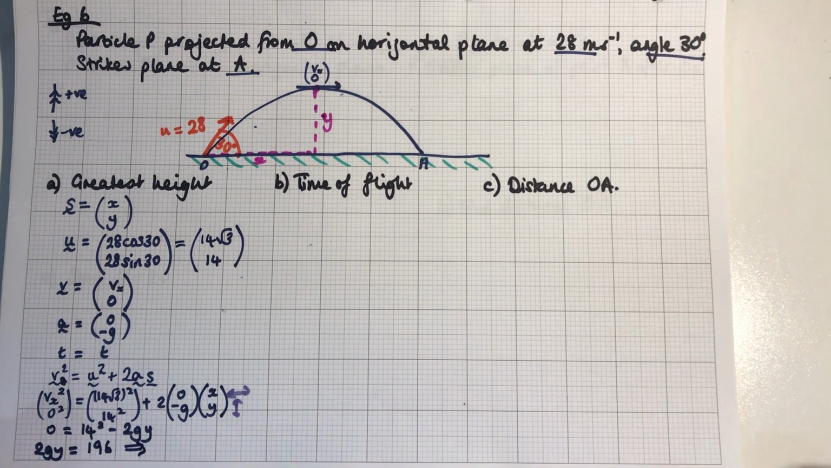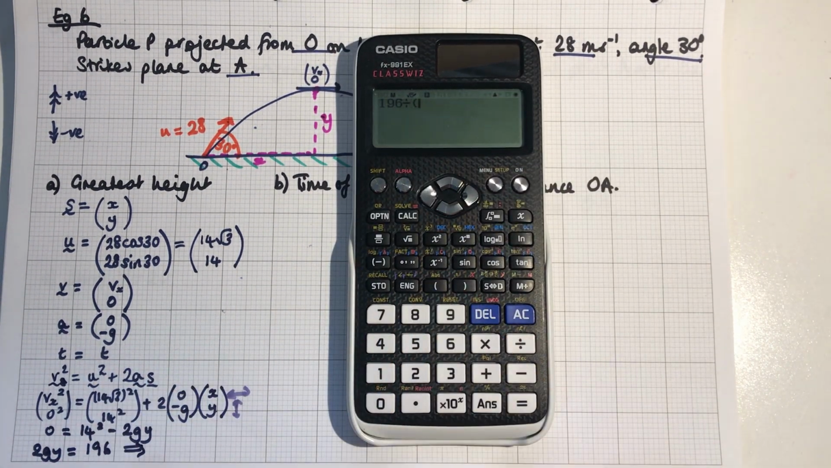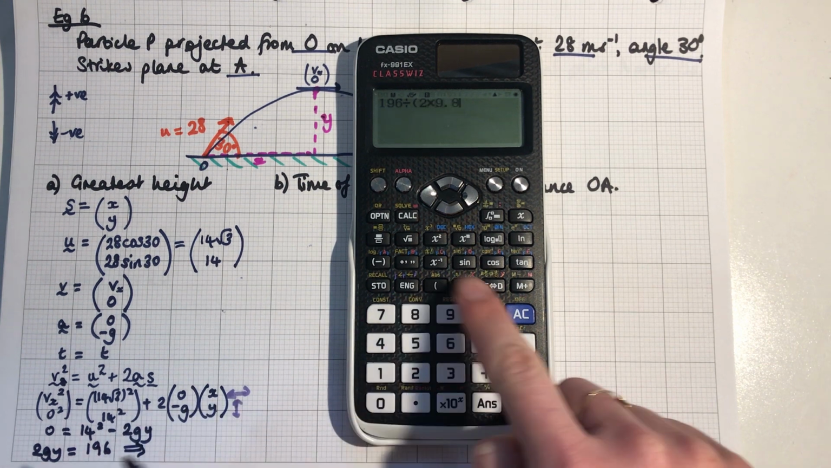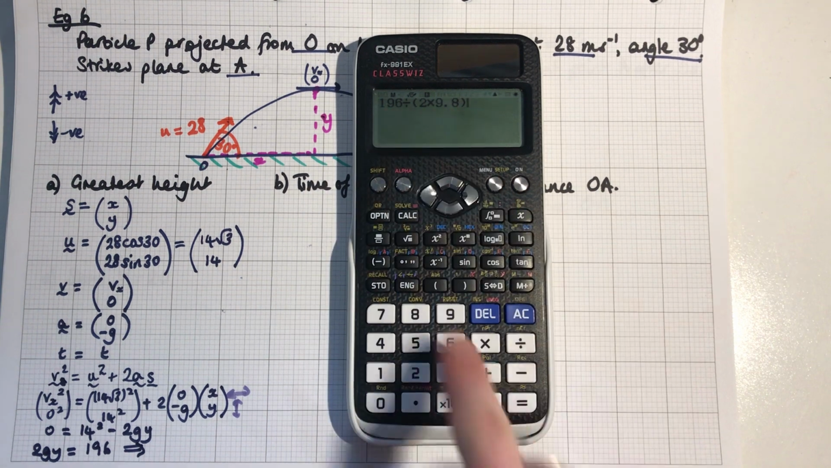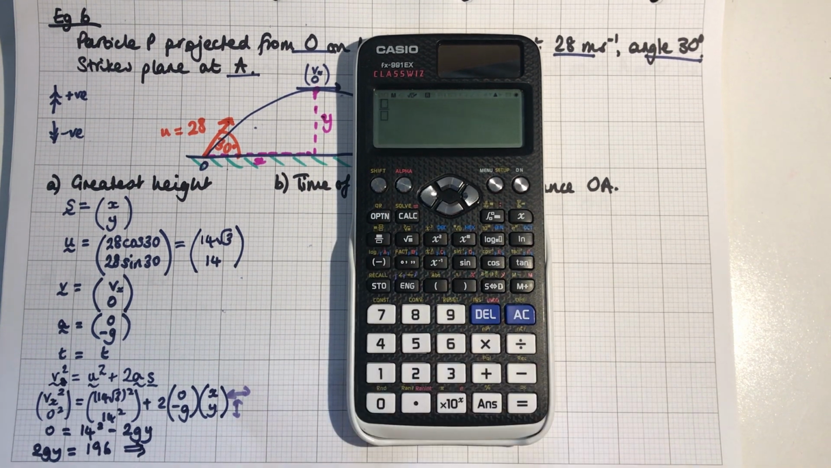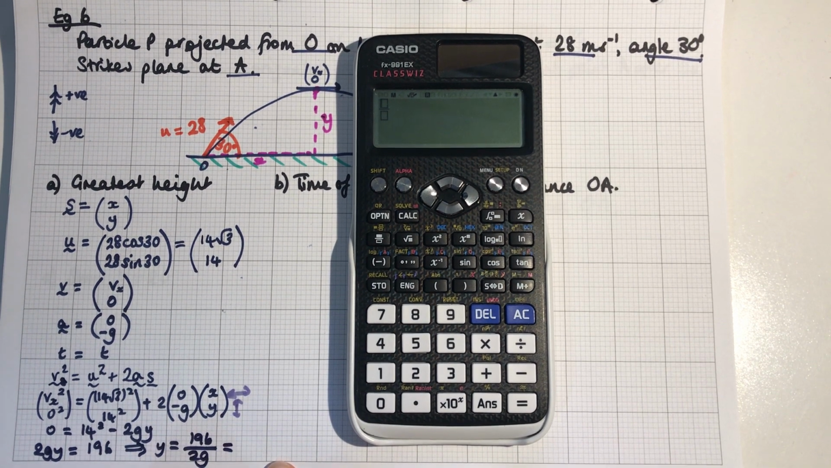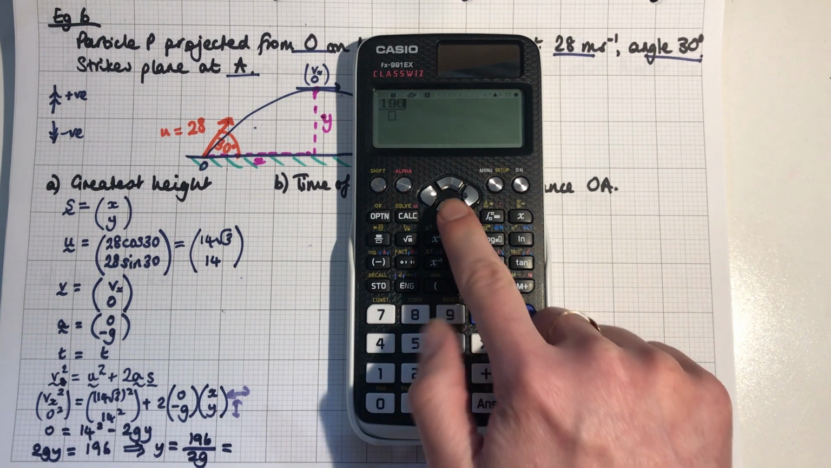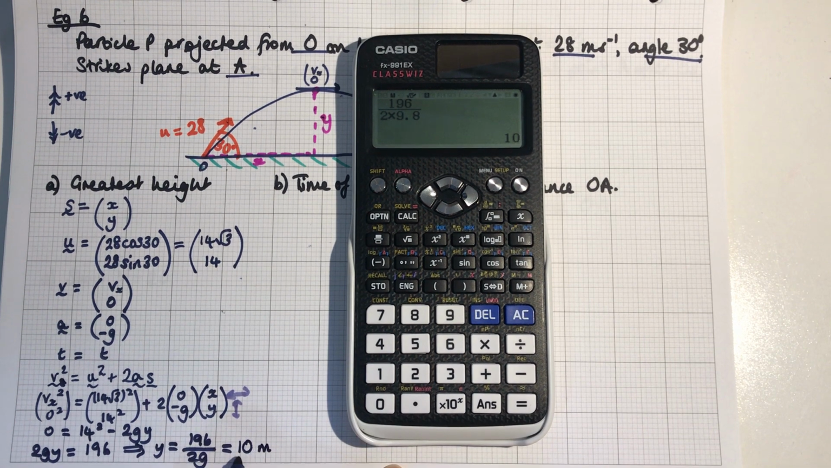So now let's take our 196 and divide it by 2g, so that's 2 times 9.8. I can type it in the calculator in line, or I can use the fraction button, because ultimately I'm doing this, aren't I? y equals 196 over 2g. So let's do it like that. 196 over 2 times 9.8 is 10 metres.